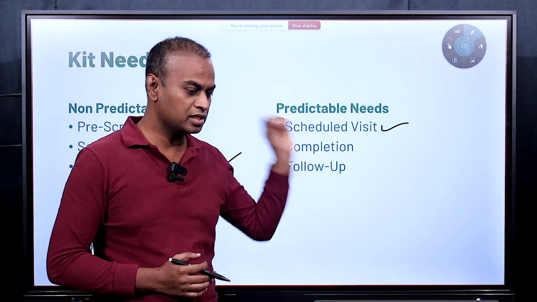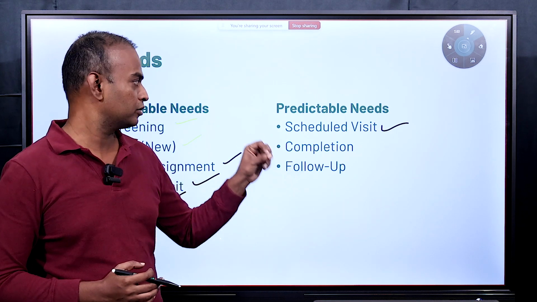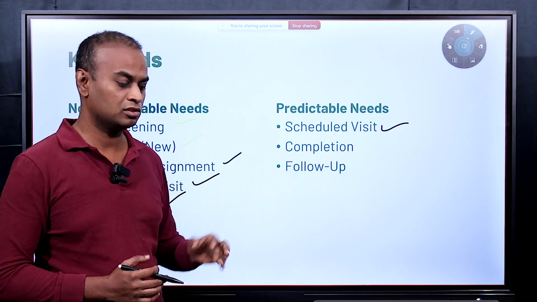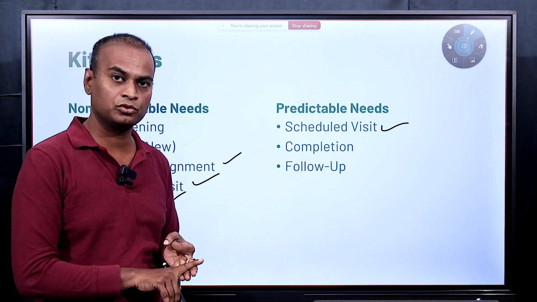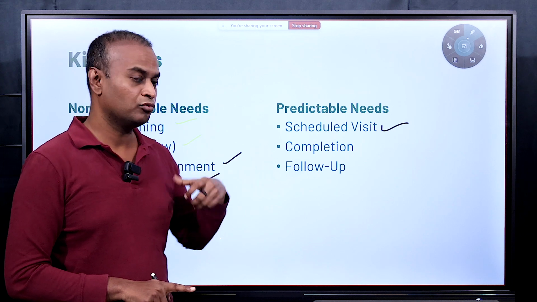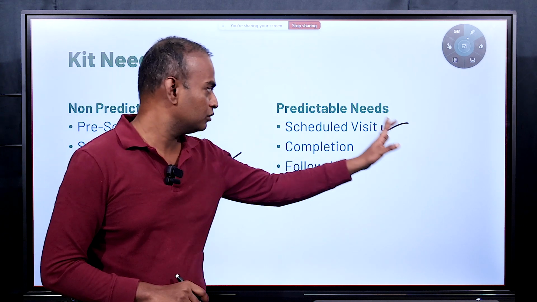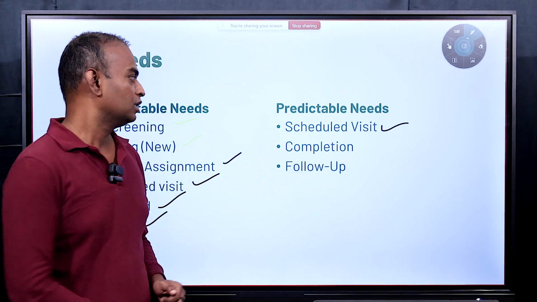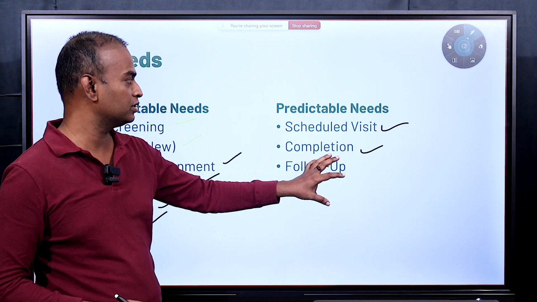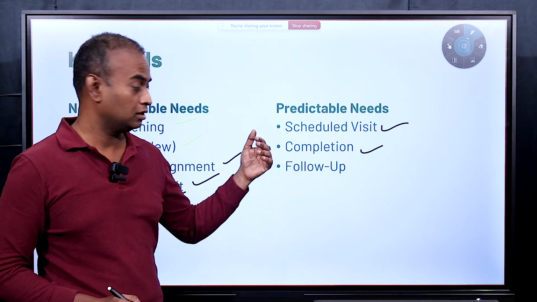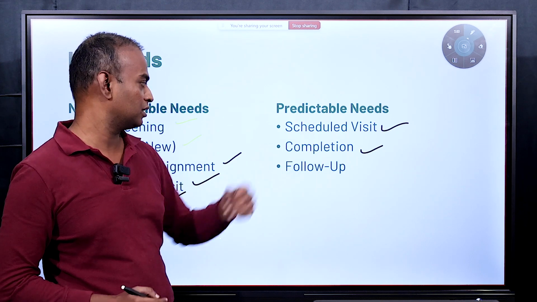But if the visit is scheduled, you know which medicine you have to give in that particular visit, because you know the treatment group, the kit type to be given, the quantity to be given, and to which treatment arm the patient belongs. That's the reason a scheduled visit becomes a predictable need. Even completion comes after randomization and it is a scheduled visit. That's the reason even in completion visits, if you want to dispense, it comes under predictable need.